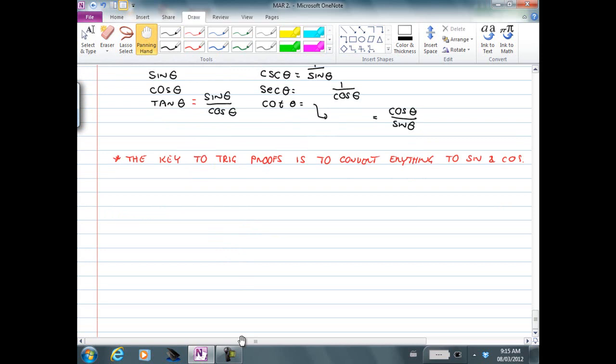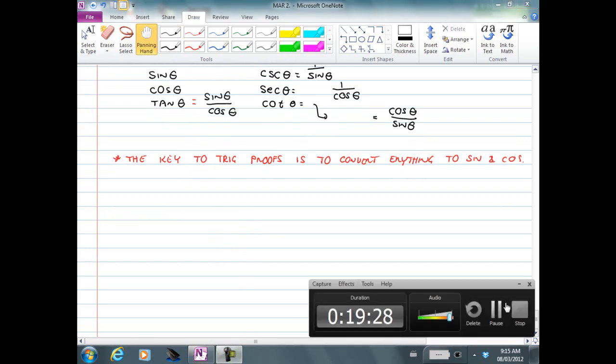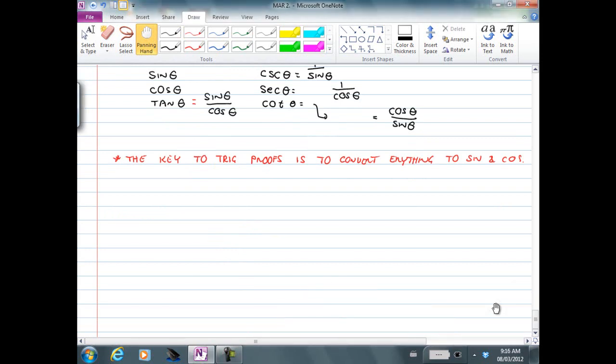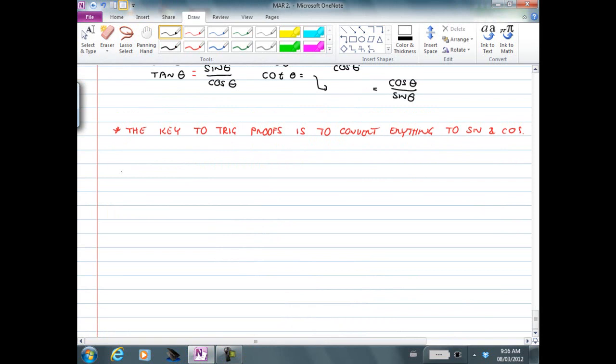For example, I'm going to pause it, and here's your question. I want you to prove it. Again, the key is to convert. So I'm going to give you my first example. Keep it simple. Example 1: cotangent x times tan x equals 1. Somehow you got to prove that those are equal to each other.